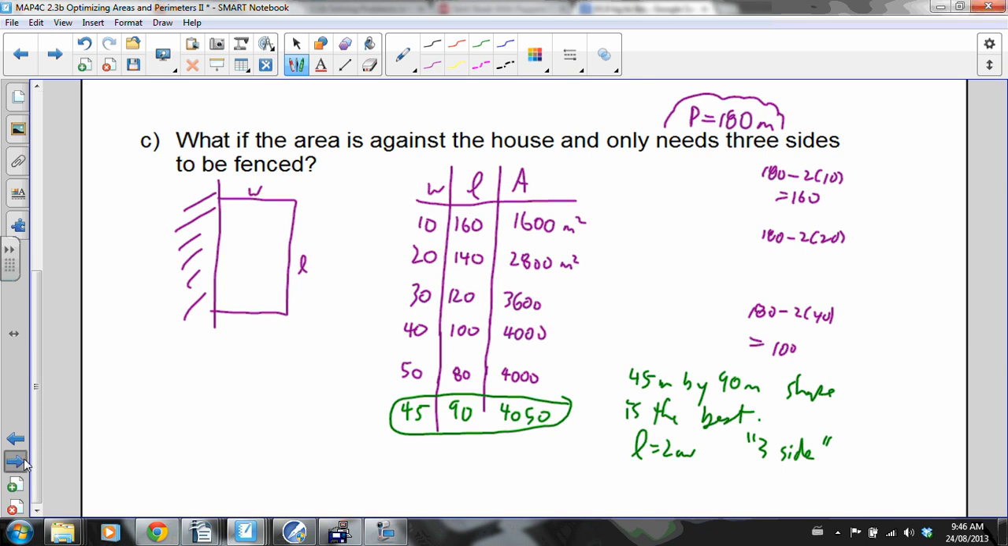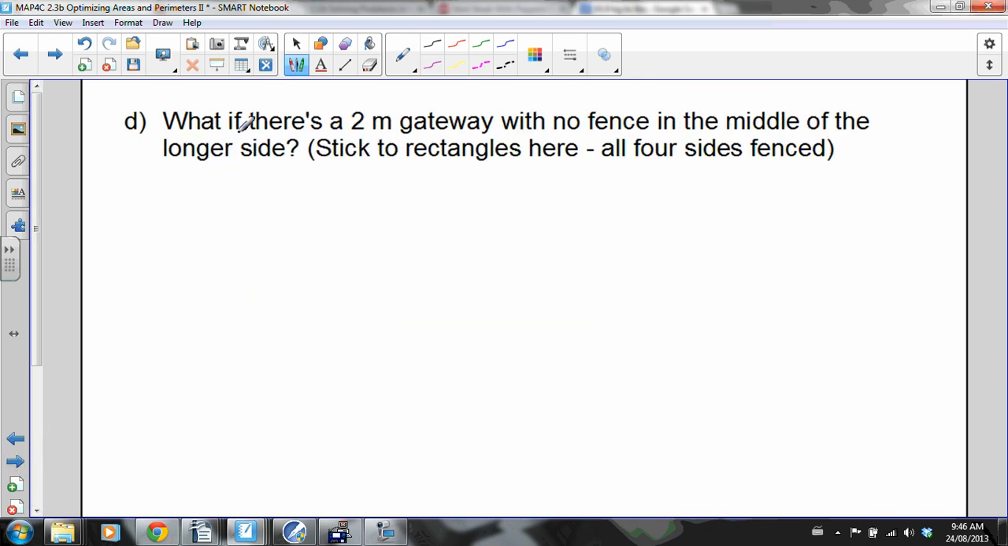Okay, let's keep going. Another what if. What if there's a 2-meter gateway with no fence in the middle of the longer side? It says stick to rectangles here, all 4 sides are fenced. Rectangles, remember, a square is a special rectangle. So what are we talking about? We're talking about, if I have a shape like this, all 4 sides fenced, but in here, there's 2 meters with no fence, right? Where I don't need the fence because there's a gateway put in there.